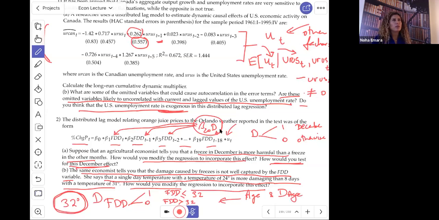Was it 39 or 29 and older? I can't remember. But anyway, I had a certain threshold, so that's why we created the dummy. So it's the same idea. If you create a dummy, then you can test it using the t-statistic, or with multiple interactions, use the F-test.